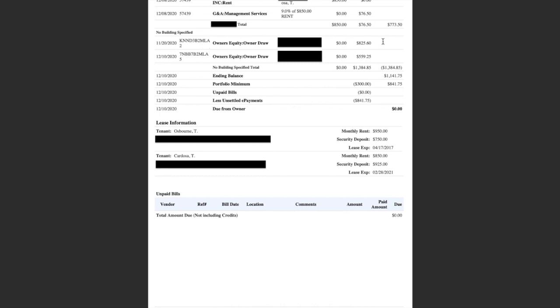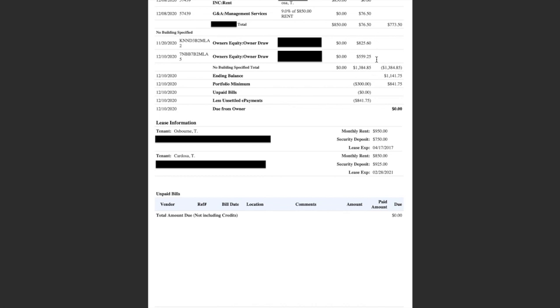So in this case, there were 2 owner draws performed in this statement period, one on November 20th, one on December 10th, and the amounts of those are here. And again, we have a summary of the total dispersed to the owner for this statement. So the next line is the ending balance, which is just calculated based on your beginning balance, the summary of all your buildings, and the summary of any owner draw activity.